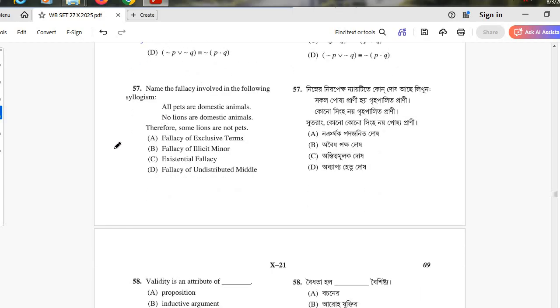Question 57. Name the fallacy involved in the following syllogism. All pets are domestic animals. No lions are domestic animals. Therefore, some lions are not pets. A. Fallacy of exclusive terms. And option B, fallacy of illicit minor. Option C, existential fallacy. And option D, fallacy of undistributed middle.